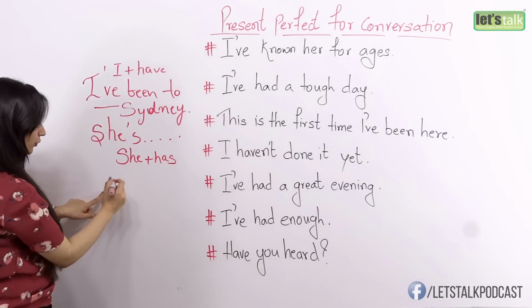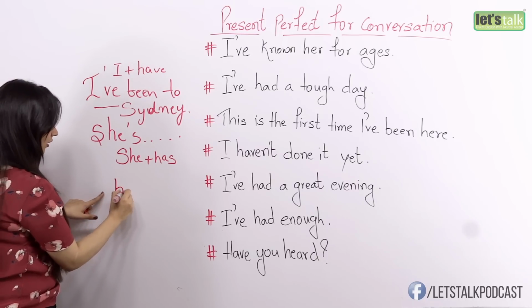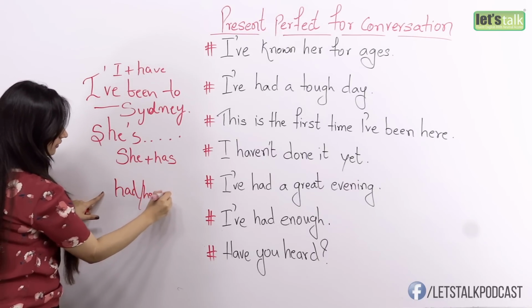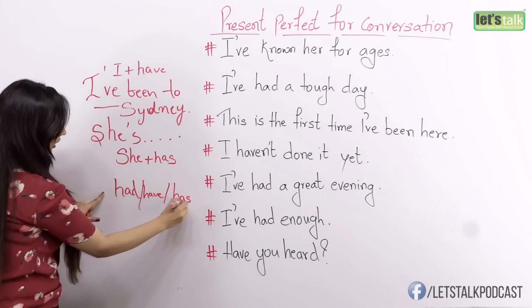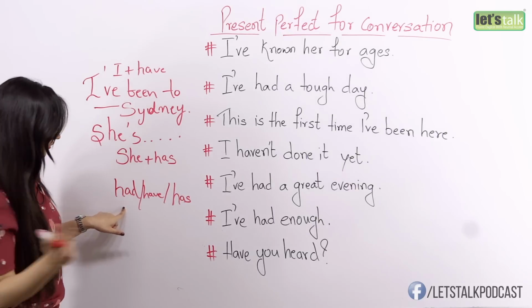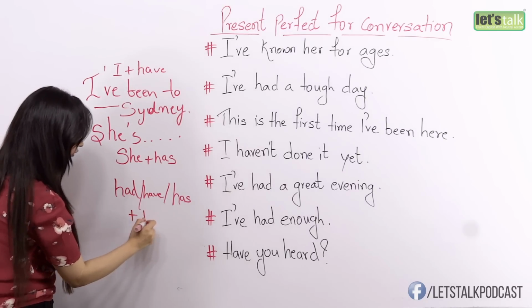So you use had, have, or has. Had is used when you need to talk about something in the past, plus third form.